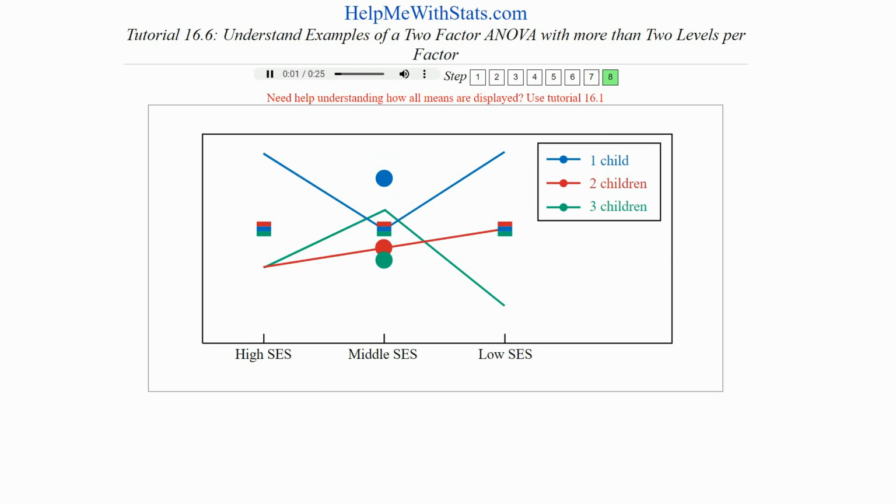This 3x3 ANOVA shows a main effect for number of children because the means of one child, large blue circle, 2 children, large red circle, and 3 children, large green circle, are unequal. There is no main effect of SES because the means of different SES levels, red/blue/green squares, are the same. Non-parallel lines indicate an interaction.